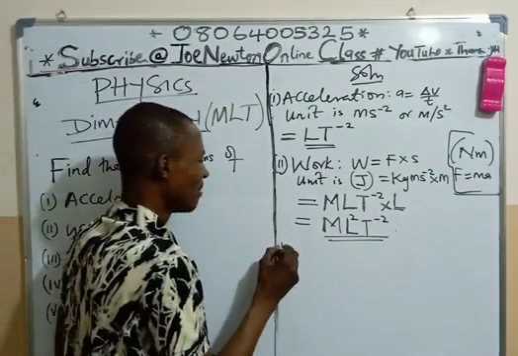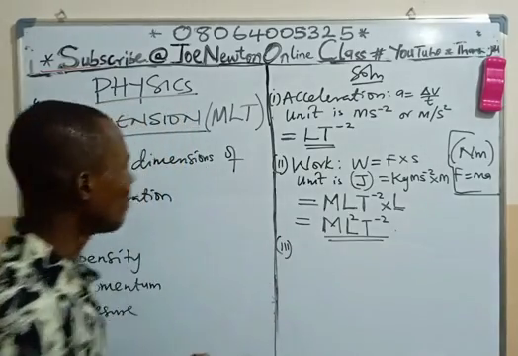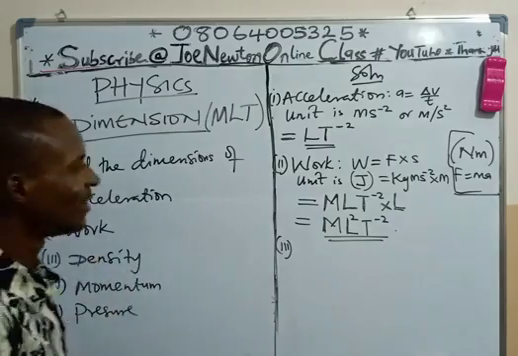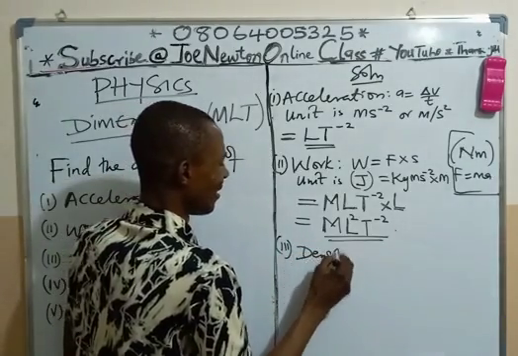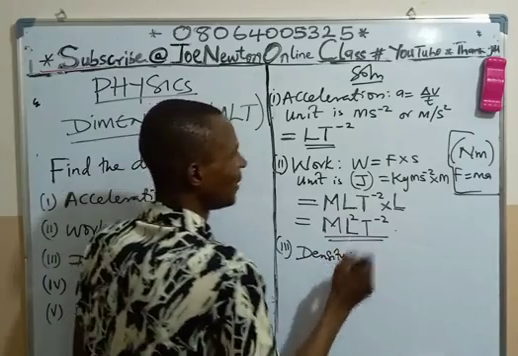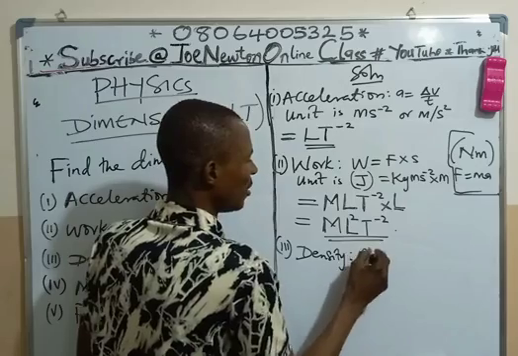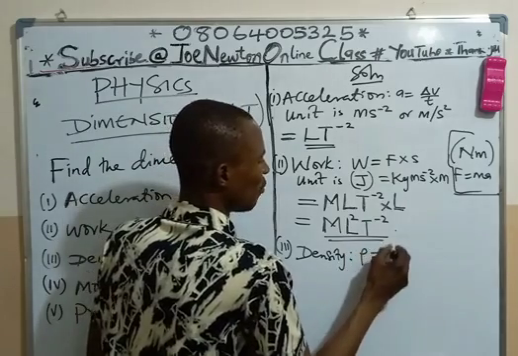Very good. Then number 3 says density. Wow. Density simply is given by rho equals mass over volume.